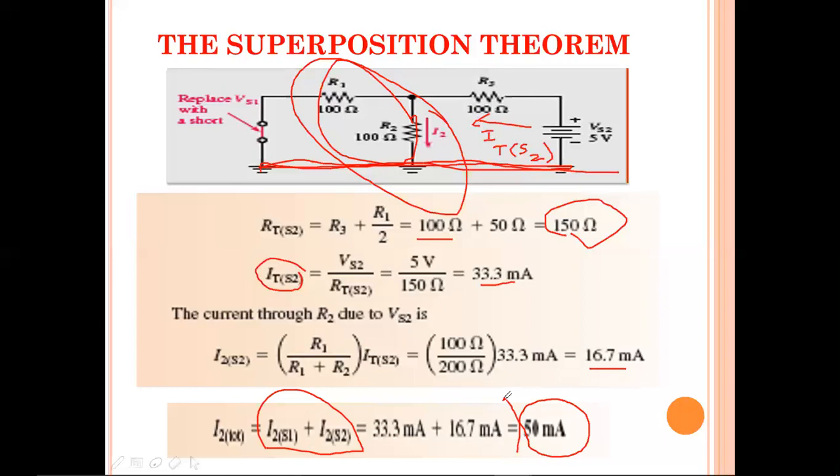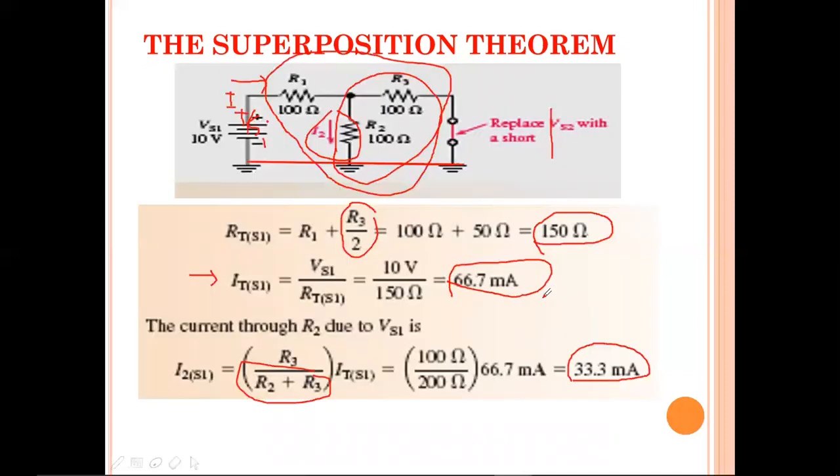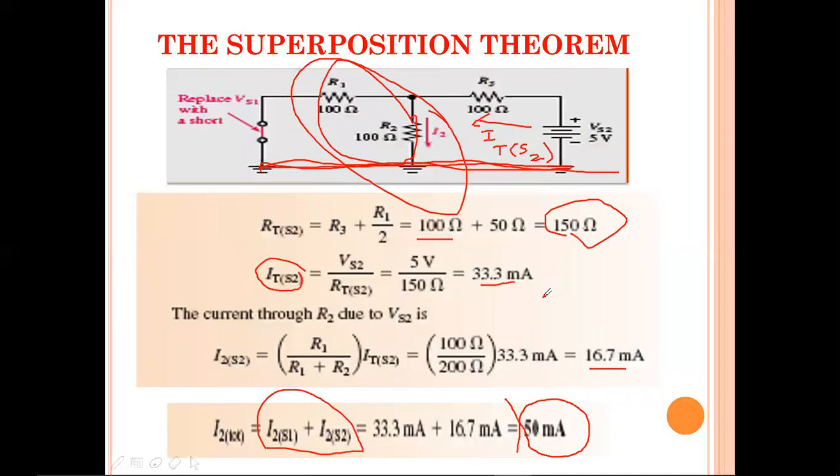I will repeat it. When two sources are active, the total current, 50 milliamps, is flowing through the R2 resistor. After the completion of this problem, you should draw the complete circuit like this, mentioning the 50 milliamps which is flowing through the R2 resistor. This is the way of doing a superposition theorem problem. Please kindly make a note of every point.